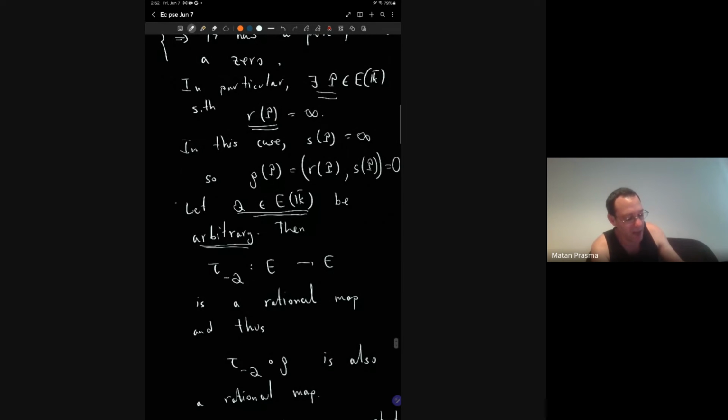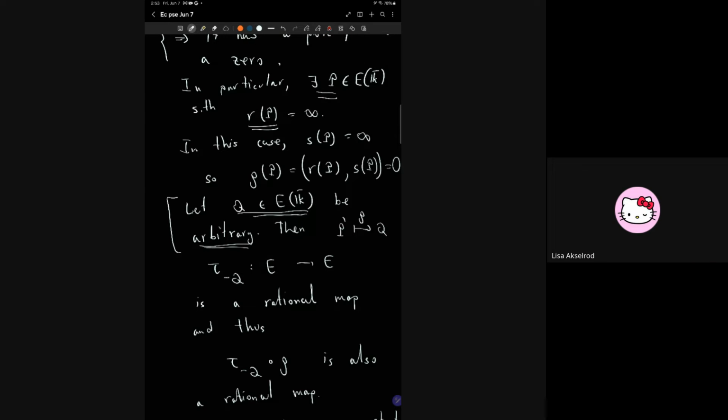Now I take an arbitrary point Q in E of K bar, and I want to find some P prime that is mapped by rho into Q. If I can find such a P prime, I finish my claim, because I want to show surjectivity of rho. Okay. You with me or no?